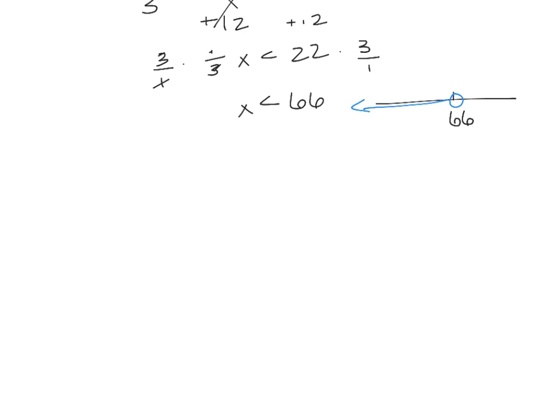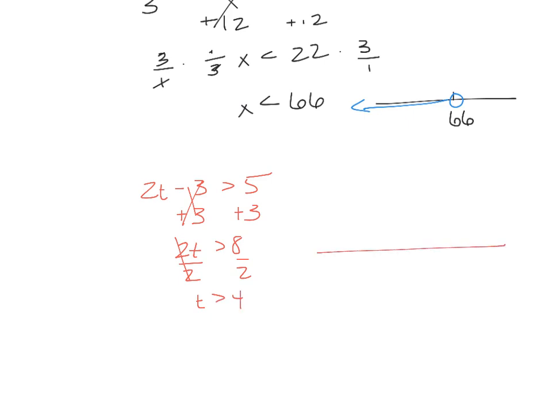Okay, next one. 2t minus 3 is greater than 5. Add 3 to each side. These cancel. We have 2t is greater than 8. Divide each side by 2. T is greater than 4. We have a 4 there. Open to the right.